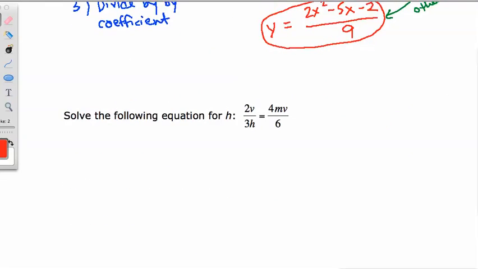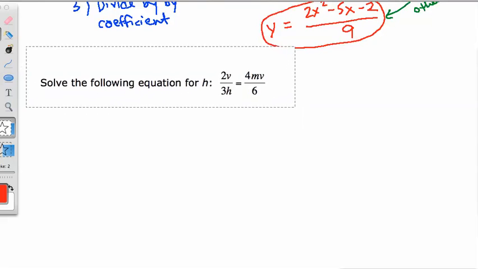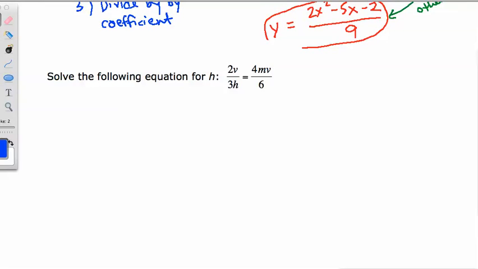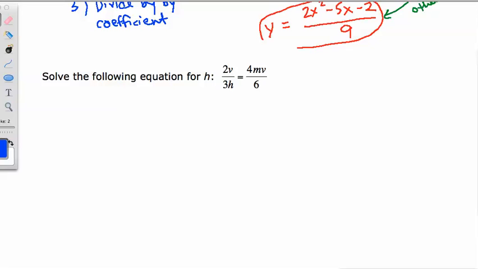Okay, let's look at one more. I'm going to move this up a little bit. Okay. This one, we're going to solve kind of the same way that you deal with this type of equation if there's only one variable. We want to cross multiply first. Okay. So we have 2v times 6, which is going to be 12v. Okay. 3h times 4mv is going to be 12mvh, or hmv or whatever.